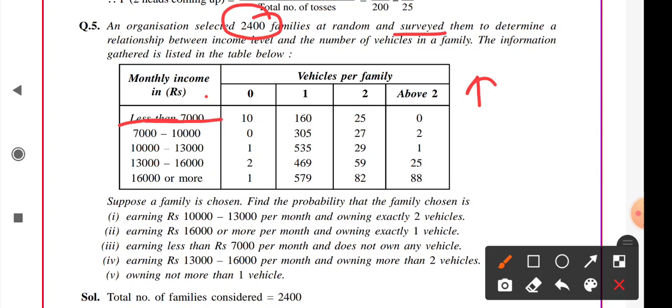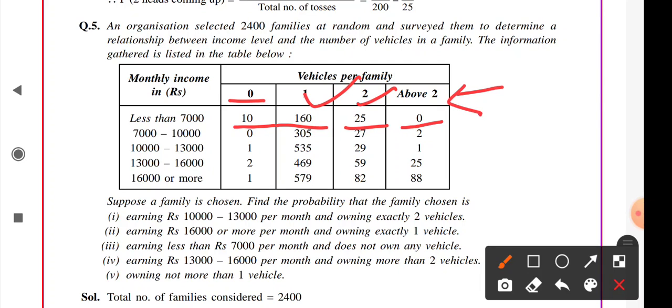there are 10 families which are having 0 vehicles. There are 160 families which are having 1 vehicle, and 25 families which are having 2 vehicles. 0 families have more than 2. That's what it means in this table.